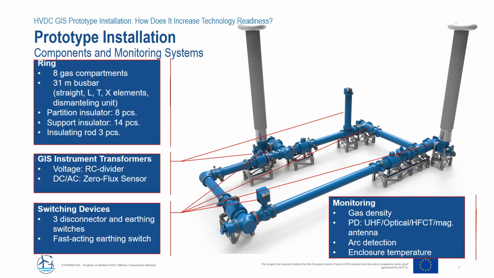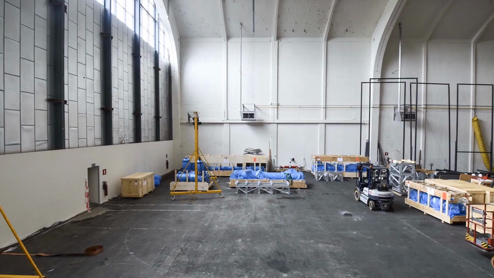We have also monitoring systems for gas density, PD, we have an established UHF system, as well as more experimental optical, high-frequency current transformer and magnetic antenna systems. We have the arc detection and enclosure temperature monitoring systems.